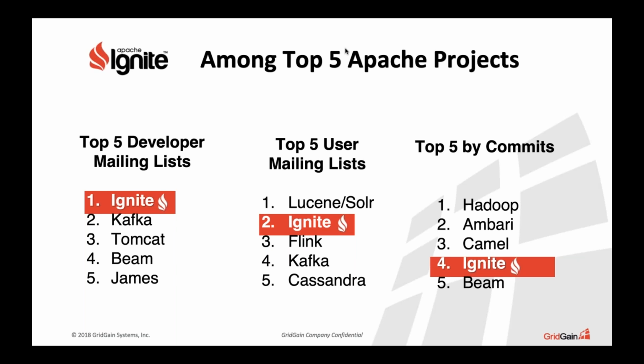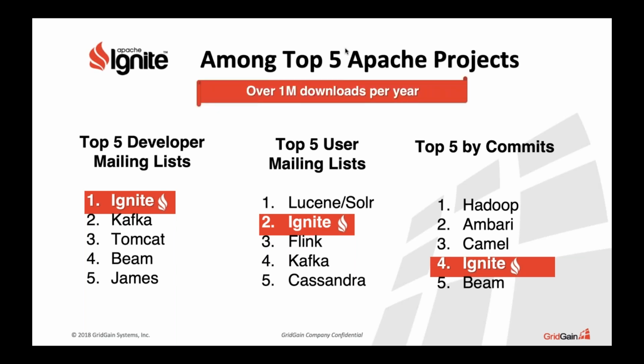So again, a very popular high-level project at the Apache Software Foundation. It says here now over 1 million downloads per year. I think this number needs to be updated. I believe it's of the order of 2 million now. So that's, again, worth keeping in mind. Now, lots and lots of downloads.